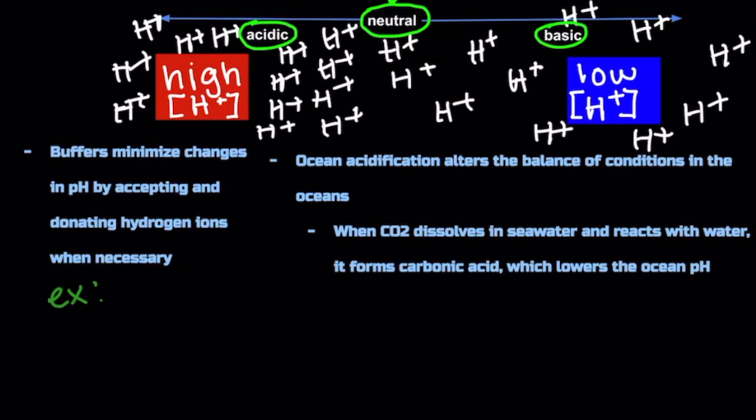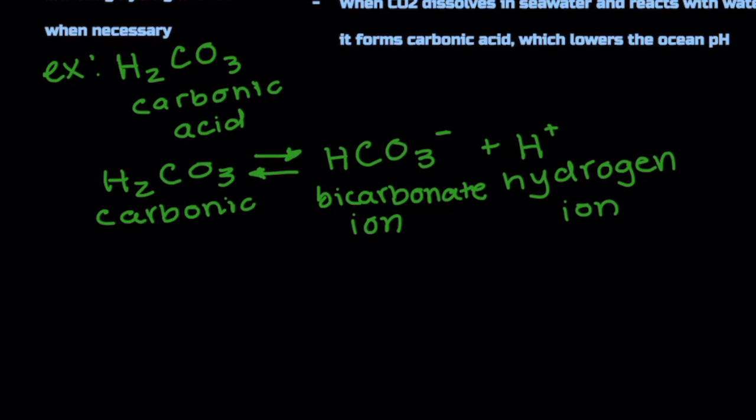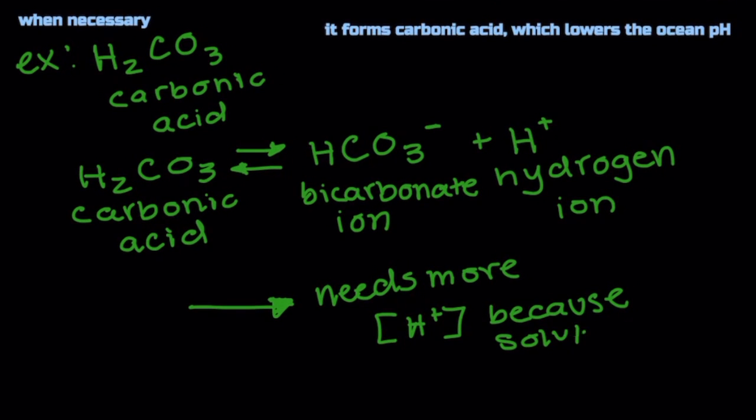An example of a buffer is carbonic acid, H2CO3. The equation for carbonic acid creates bicarbonate and a hydrogen ion. Since this is a reversible reaction, the bicarbonate and hydrogen ion can also go back to create carbonic acid. The direction of the equation depends on whether it is too acidic or too basic. If it needs more H+, it will go towards the right in order to release more hydrogen ions, which, as we said before, decreases the pH.